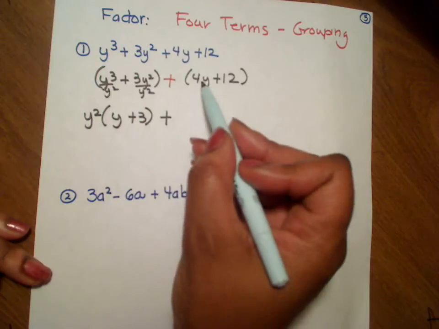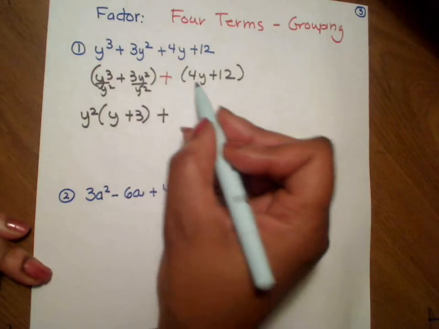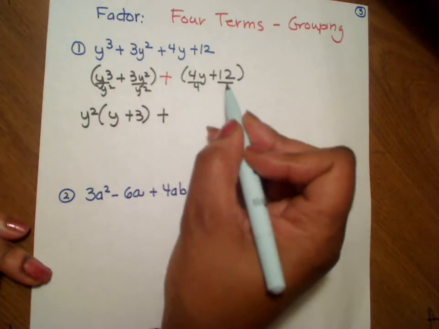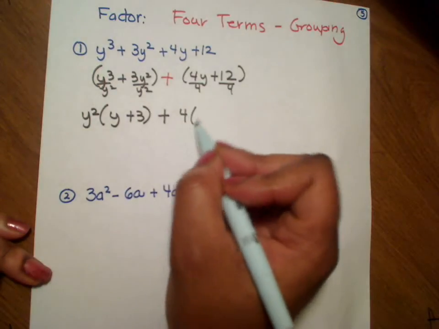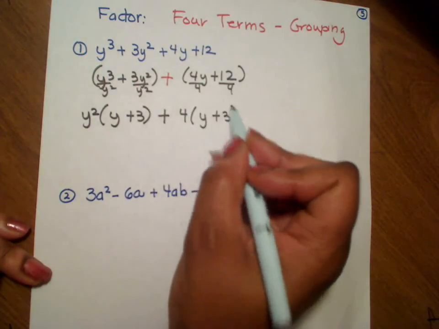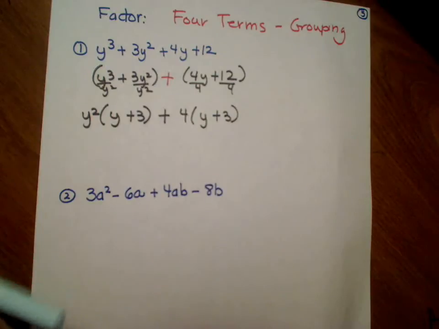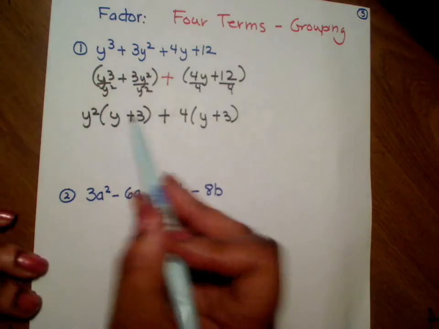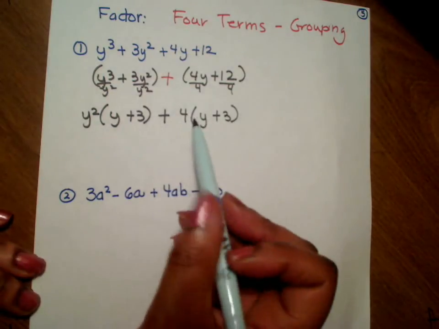Plus, I'm going to look at these 2 terms and say, what can I factor out? I can factor out, looks like a 4. So I have a 4 and a y plus 3. Now I want you to notice something. Notice inside the parentheses they're actually identical. This is what you want to make sure happens. If they're not identical, then you need to go back and refactor.